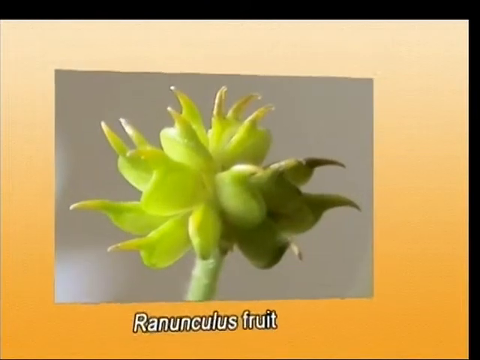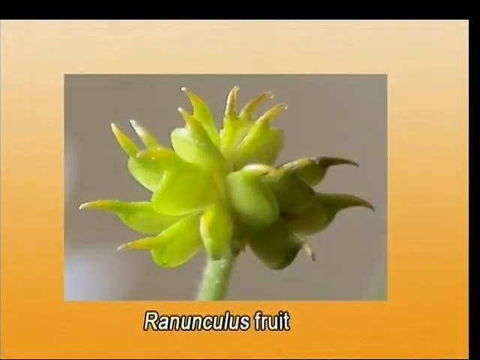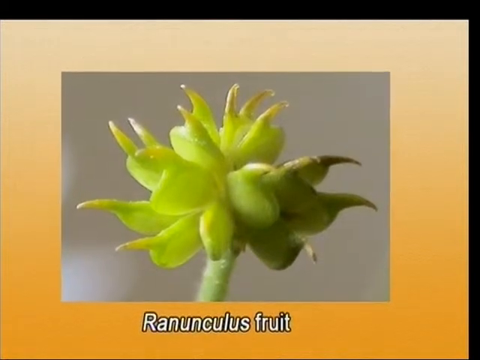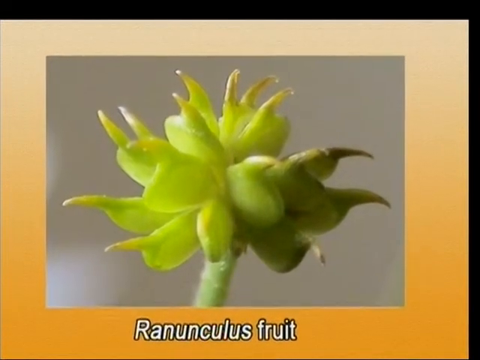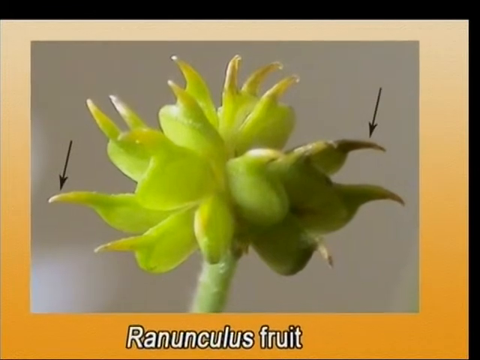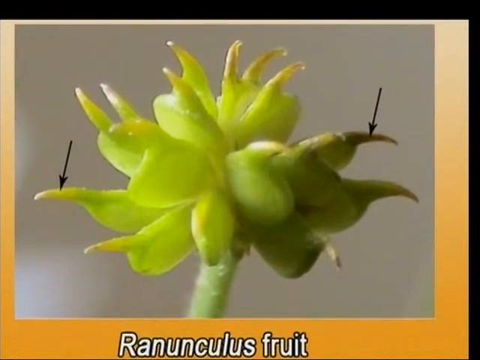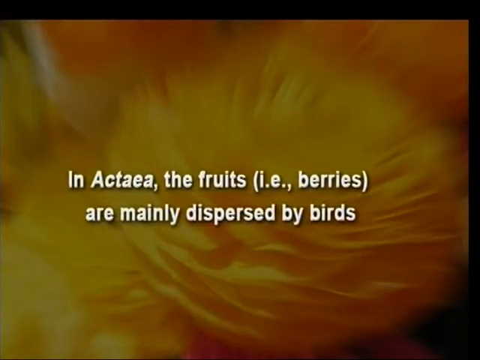In the case of the type genus Ranunculus, achenes have some modified features, what we call tubercles, or sometimes hooked spines. Because of these spines, they get attached to animals, and by this mechanism they are dispersed by animals. Fruits in the case of Actaea are berries. They are mainly dispersed by birds. That means birds are here the dispersal agents.